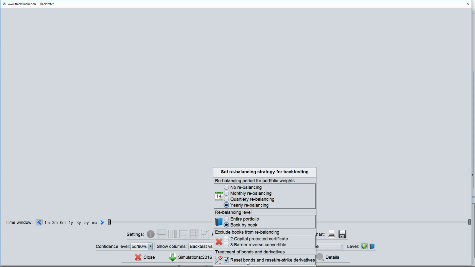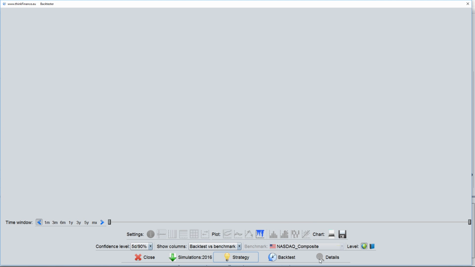So this is the most realistic backtest you can do to backtest a rolling investment strategy into a structured product over long periods of time. So I said yearly rebalancing, book by book backtest, and reset bonds and barriers at each rebalancing. So now I click on the backtesting button.